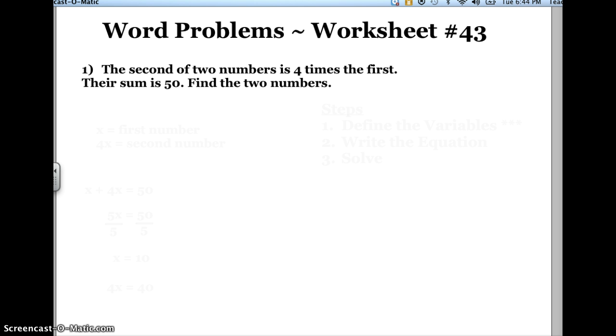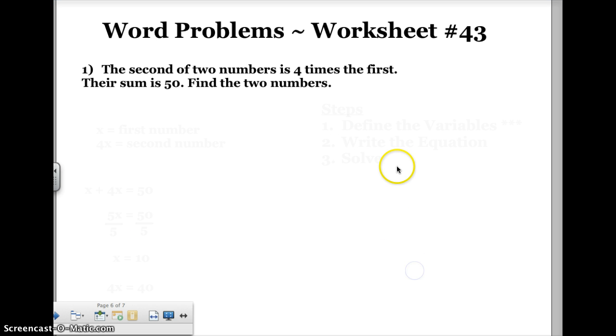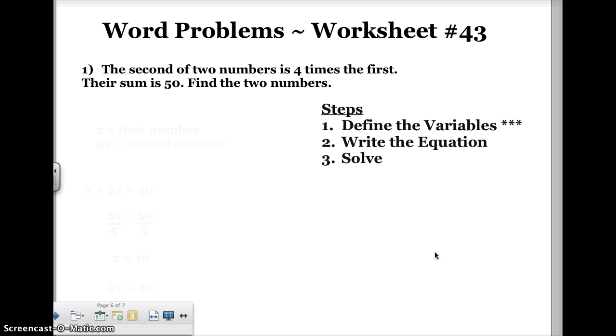Number 1 says this: the second of two numbers is 4 times the first. Their sum is 50. Find the two numbers. Now whenever I do problems like this, I've got to follow a set of steps. The first step, and probably the most important step for this problem, is to define the variables.